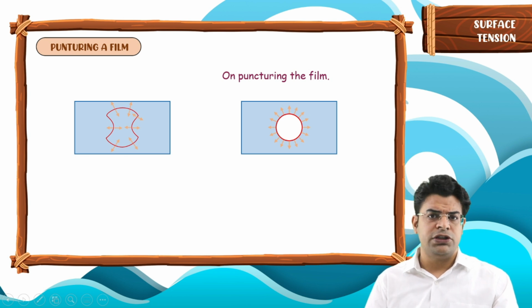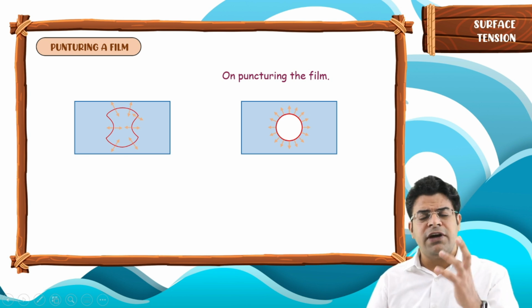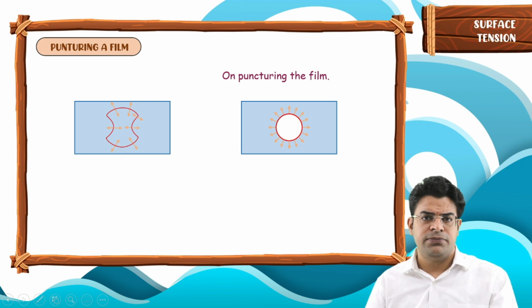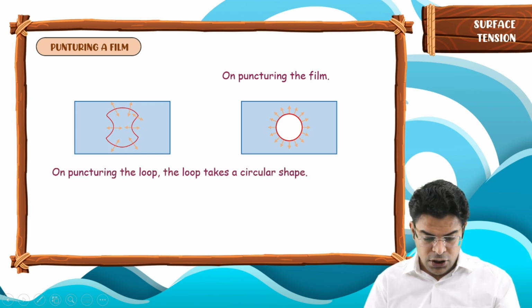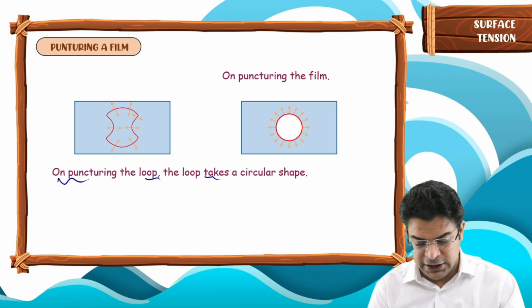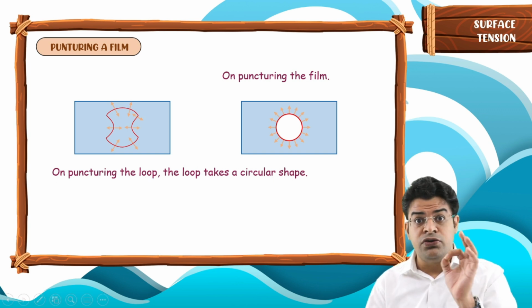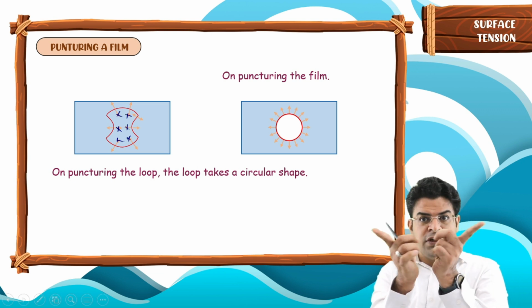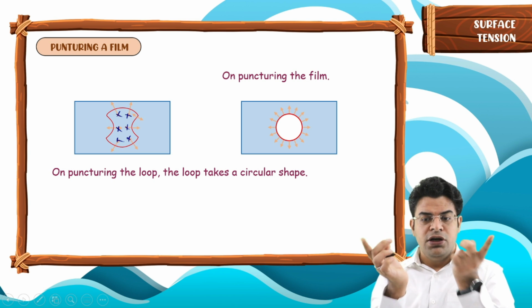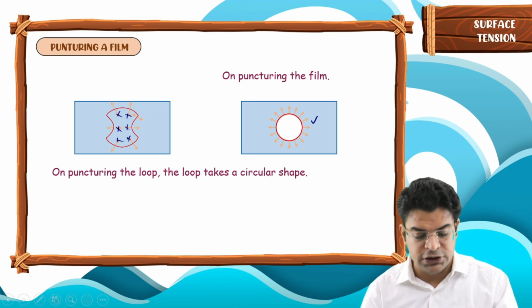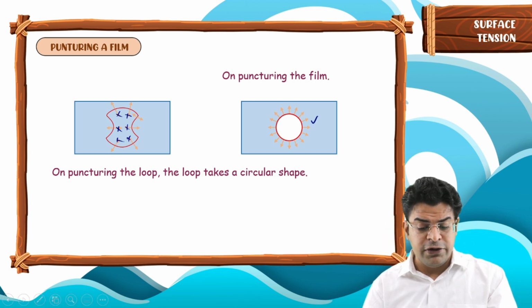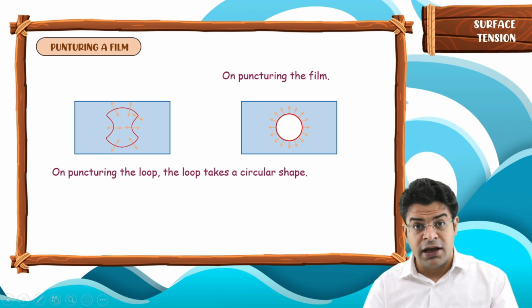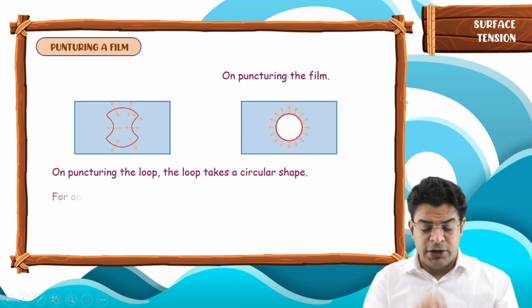Now comes the question: how can we justify the same thing using energy? So listen carefully. On puncturing, the loop takes up a circular shape. This question can be asked, so you should know the answer. Why? Because these internal forces vanish, but there are still forces of surface tension because of the outside part. Hence, the loop takes up a circular shape. Now, can we explain the same thing using energy? Yes. Listen to this argument carefully.